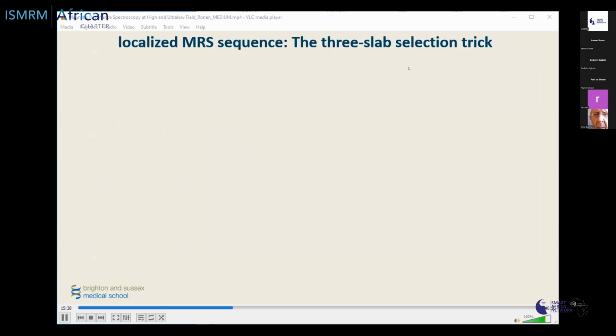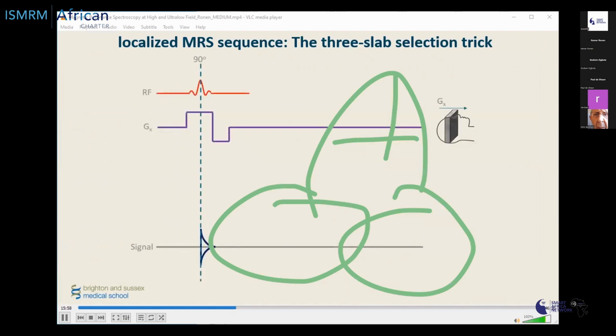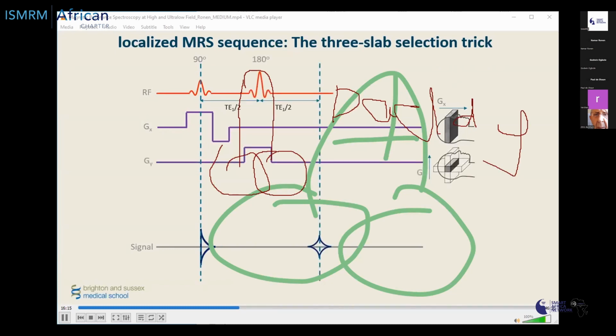How do you localize our signal? So you know that we use gradients in order to spatially encode our signal in magnetic resonance and in imaging, obviously. How do we do it in spectroscopy? Well, I'll give you one of the most commonly used tricks in the trade, which is the so-called 3-slab selection trick. Well, we start in a simple way, as we select a slice in imaging, which means that we give a radio frequency pulse in conjunction with a gradient that allows us to select a slice in imaging. And if we apply a 180-degree pulse, we will generate the spin echo.